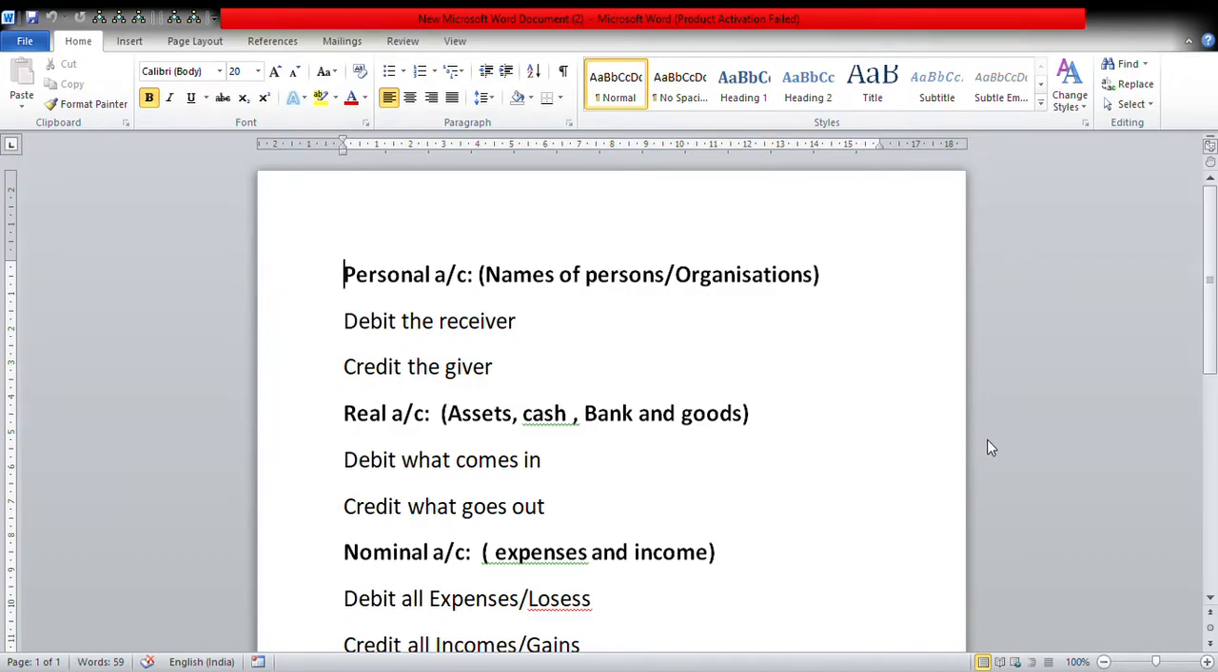Now let us have a quick recap of the classification of accounts, where accounts are classified into personal, real, as well as nominal. Based upon these accounts, rules are followed for journalizing the transactions. As per the personal account, debit the receiver, credit the giver. The real account says debit what comes in, credit what goes out, and the nominal account says debit all expenses and losses and credit all incomes and gains.